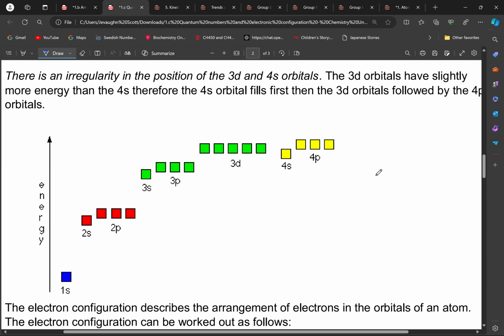Aufbau's principle states that we must fill a lower energy orbital before we fill a higher energy orbital. Makes sense, right? Because we can't fill 2s before we fill 1s. Make sense? Yes, sir. Aufbau's principle.